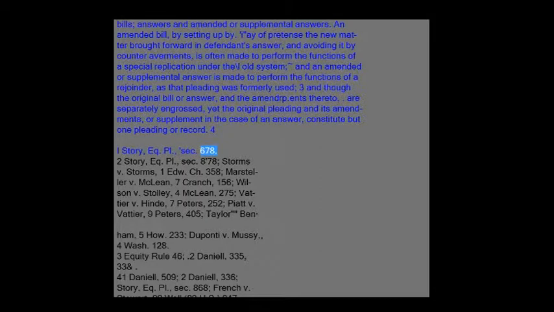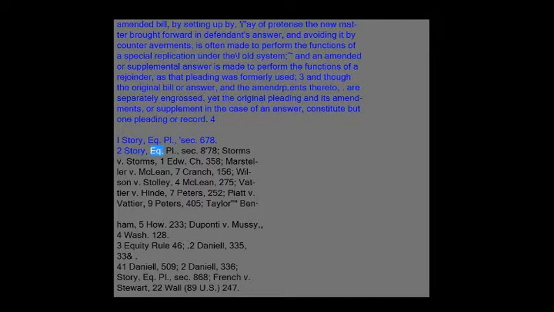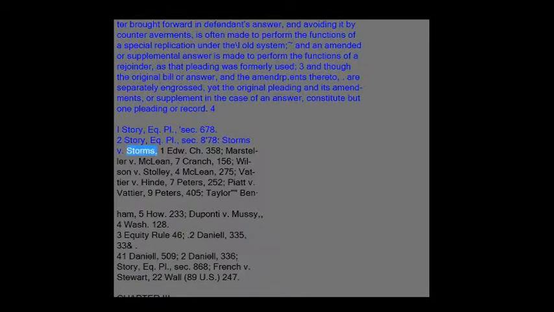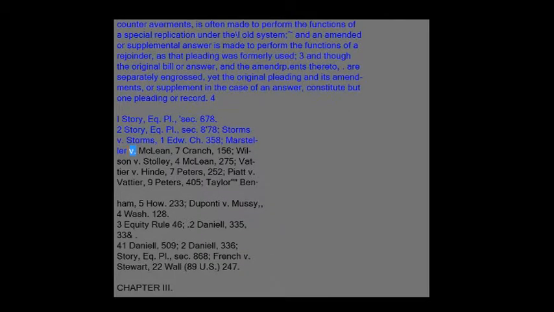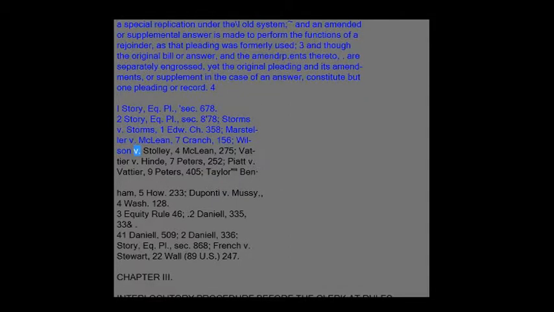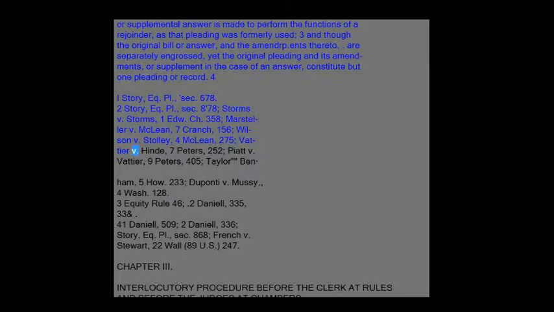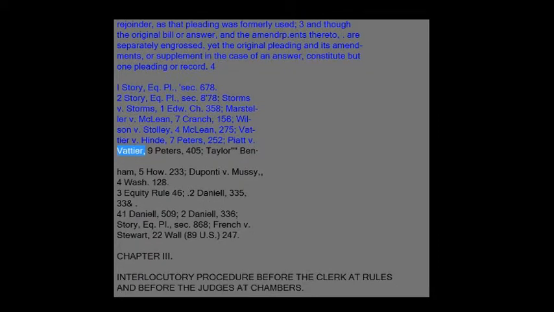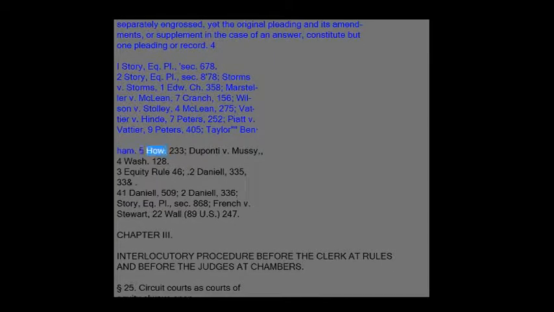Place, seconds 678; 2 Story, Equity. Place, seconds 8 Feet 78, Storms v. Storms, 1 Edw. Chapter 358, Marstal v. Levy, McLean, 7 Cranch 156, Wilson v. Stolle, 4 McLean 275, Vattier v. Hinde, 7 Peters 252, Beard v. Vattier, 9 Peters 405, Turpin v. Ham, 5 How. 233.